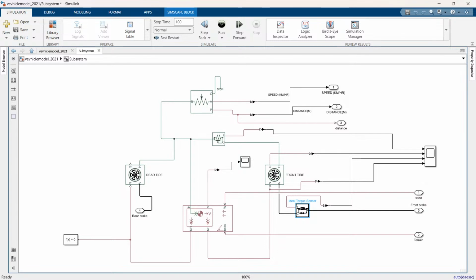S is nothing but the slip port. This is also an output port, which tells us how much the tire is slipping relative to the forward motion. That is what the slip port is.